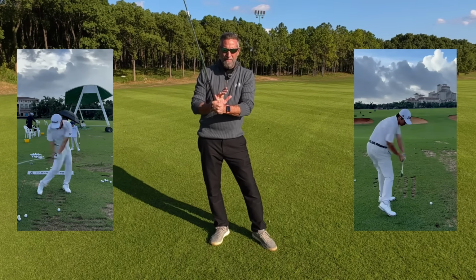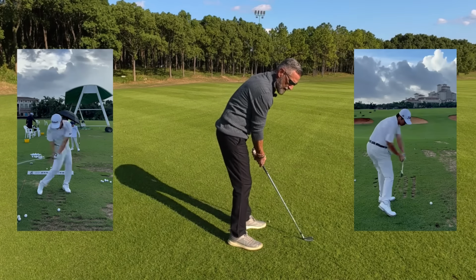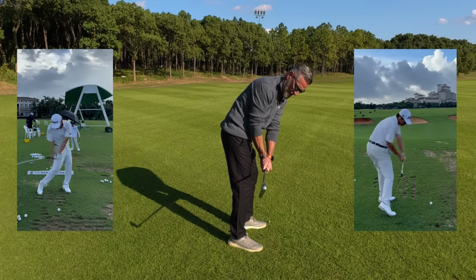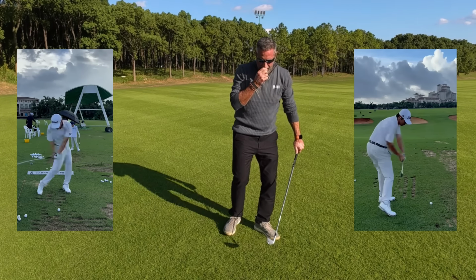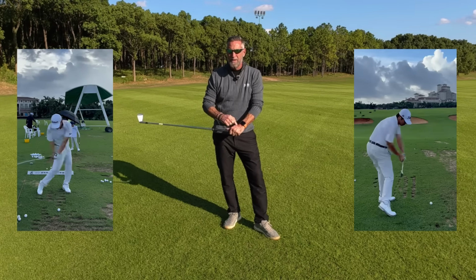What I use P6 for the most, first, is to see how the club face is positioned, and second, to see where my hands are positioned at P6.